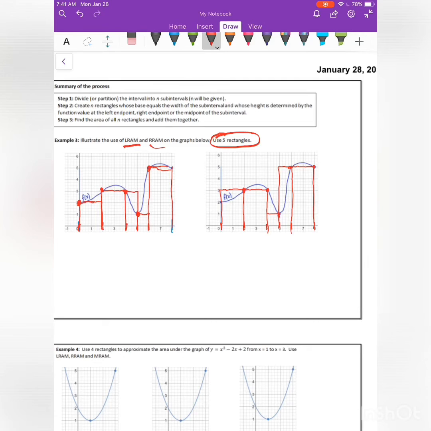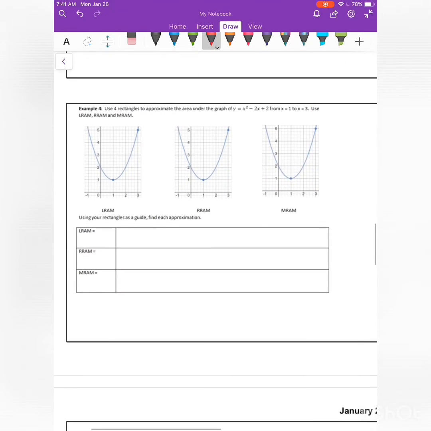Okay, so what we have next is what you'd probably see in a traditional problem. So here's the whole thing. Here is a quadratic, some parabola, and we're going to use 4 rectangles, remember that's always going to be given, to find the area under the curve from 1 to 3. All I care about is 1 to 3. I don't care about any of that other part that you see on that graph. And then it says use left, right, and midpoint. So we're going to be doing all of this together here.